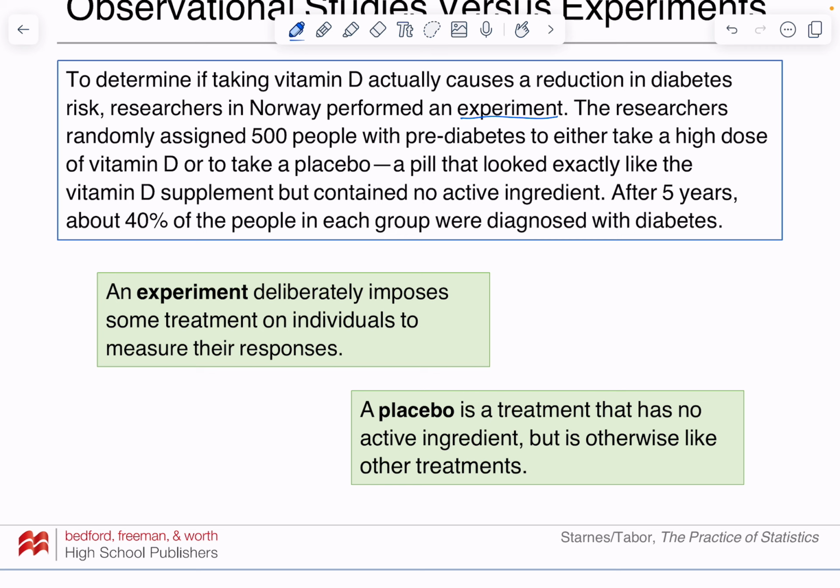All right, so for us to see whether or not this experiment caused whatever, take a look at what they said. 40% of people in each group. So they responded the same to the vitamin D as they did to the placebo. So we probably can't say vitamin D causes people to have a less likely chance of getting diabetes.